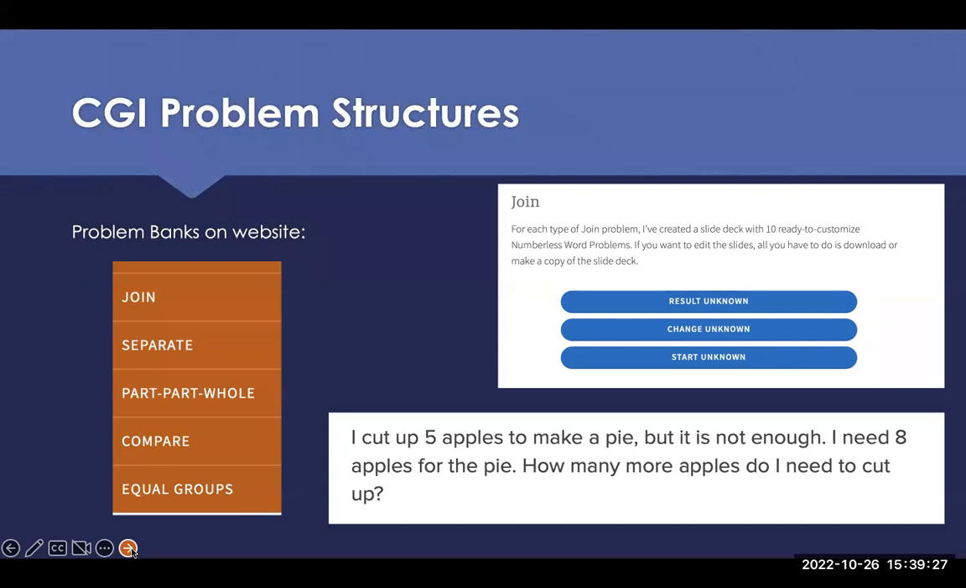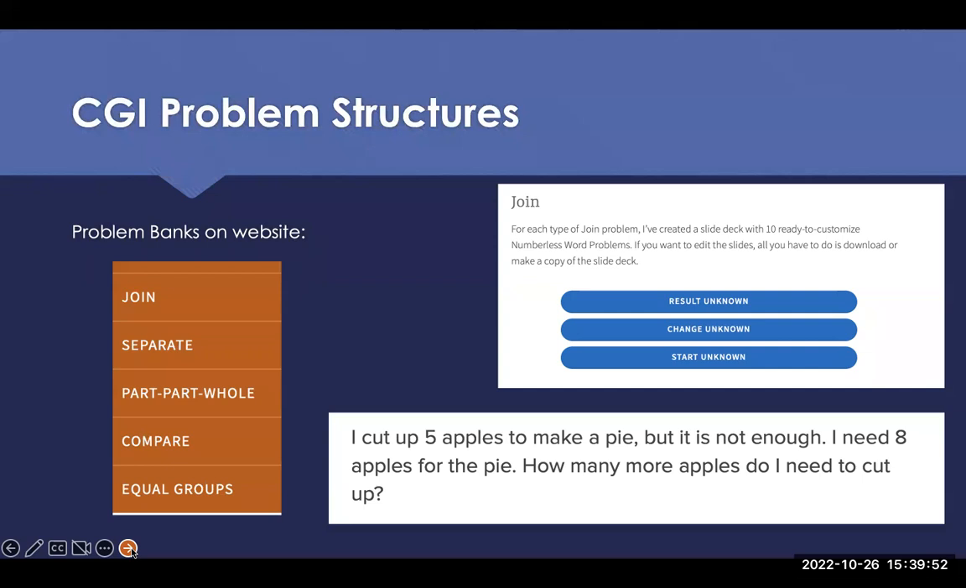Within the join problems, for example, you have three different types of join problems. When you don't know the result, which is what most children are exposed to, so 3 plus 2 equals what? And then you have a change unknown problem, 3 plus what equals 5? And then you have a start unknown problem, which is probably the most difficult for students. What plus 3 equals 5?